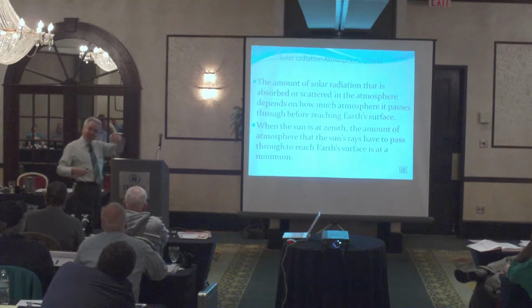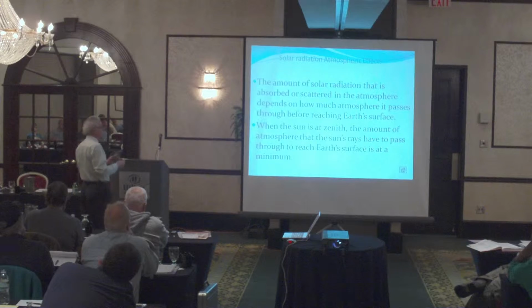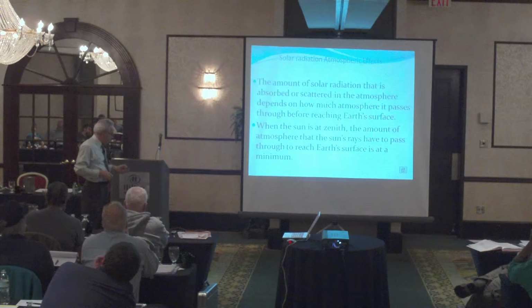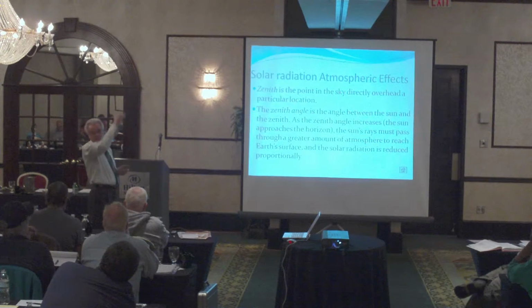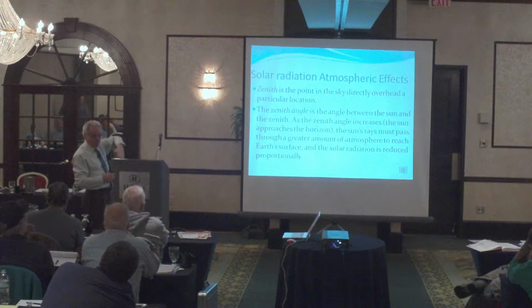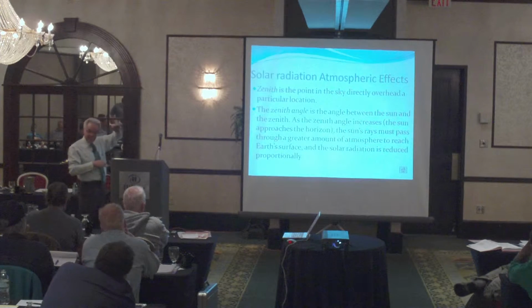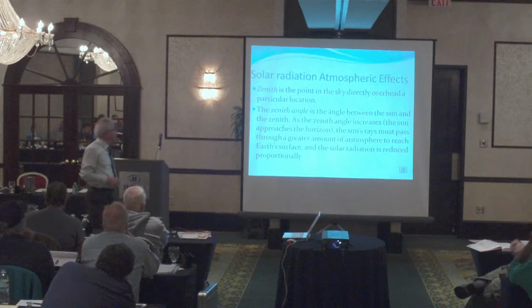When the sun is at the zenith, the amount of atmosphere that the sun rays have to pass to reach the Earth is at the minimum. Zenith is defined as the point directly above in the sky at a particular location. So the distance is the least amount, and you're going to get the maximum amount of radiation.